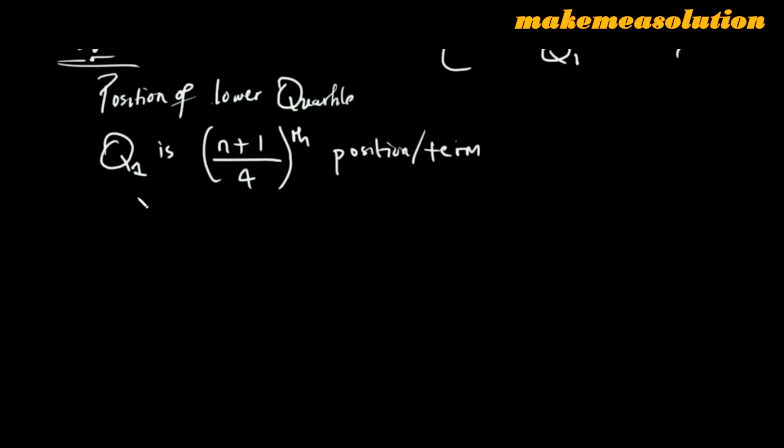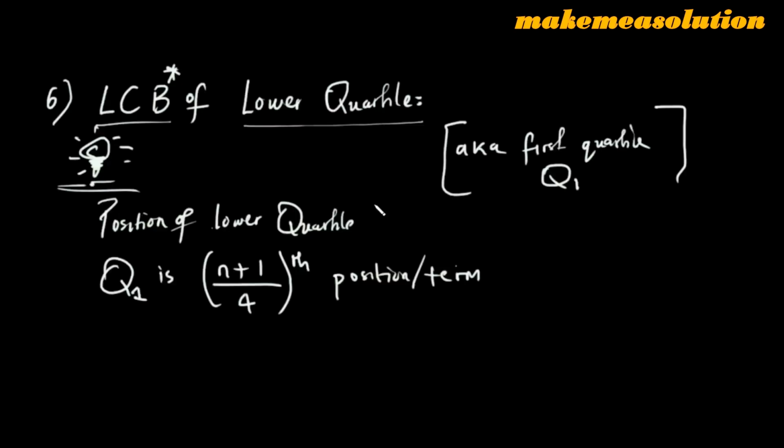So if we can get the data entry that is situated in the n plus 1 over 4th position, then we'll be able to track the lower class boundary. Okay, so the first quartile or the lower quartile is the data entry at the n plus 1 over 4th position. Now, let me just quickly tell you something.